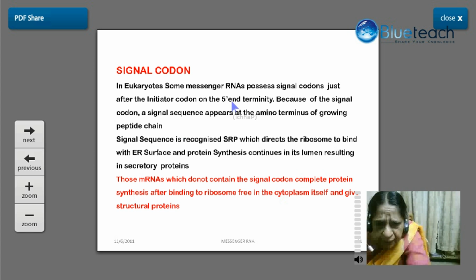Some messenger RNAs have signal codons just after the initiator codon on the 5' end, and because of this signal codon, a signal sequence appears in the amino terminus of the growing polypeptide chain, which is recognized by SRP and directs the ribosome to bind with the endoplasmic reticulum surface, and protein synthesis continues in its lumen, resulting in a secretory protein. Those messenger RNAs which do not contain the signal codon complete protein synthesis after binding to the ribosome free in the cytoplasm, giving rise to structural protein.